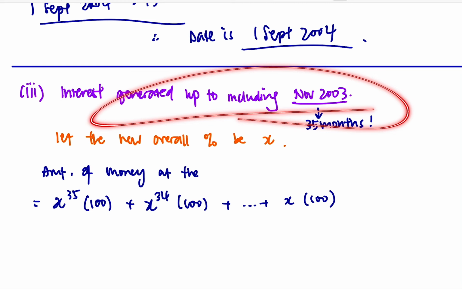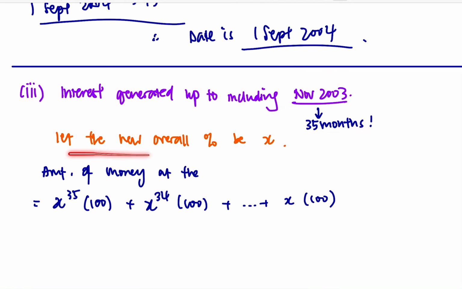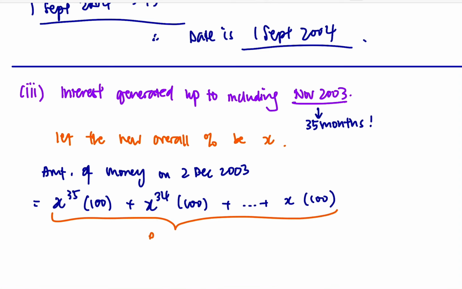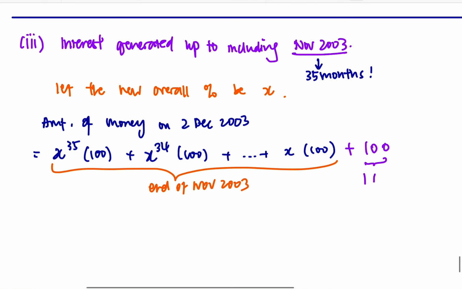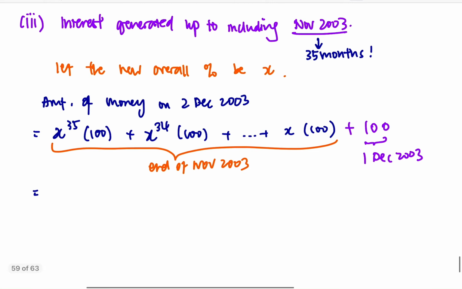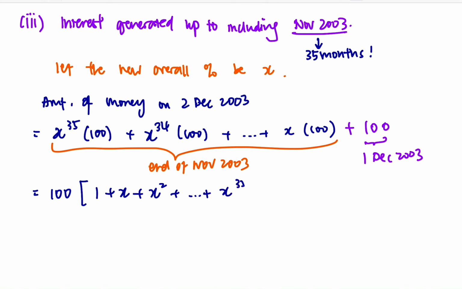So with that in mind, let's get going, and I wrote it down here. Interest generated up to and including November 2003, that's 35 months. Let the new overall percentage be X. Amount of money on 2 December 2003. This is the amount of money by the end of November 2003. And don't forget, I'll need to add $100 because this is what happens on 1 December 2003. So with that, I'm going to rewrite a new GP, all the way to x to the power 35.